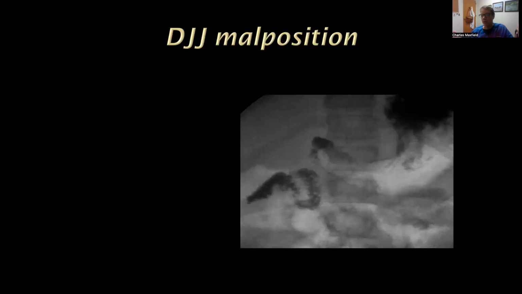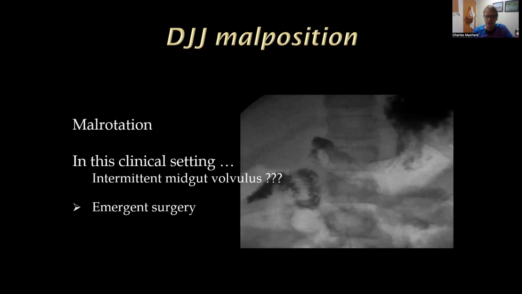So I'm 63. If a doctor or a radiologist found that I had DJJ malposition, nobody would operate on me because they figured you made it 63 years. With this, you're probably not going to volvulize. But in this talk, we're talking about newborns, right, who are sick and who are vomiting. And in that setting, if a newborn has bilious vomiting and has malposition of his duodenum, you have to assume that he's got intermittent midgut volvulus. Maybe at the moment you're looking, it's not corkscrewed, but you've got to realize it's probably intermittently volvulizing, and that's why he's been vomiting, and he needs emergent surgery.